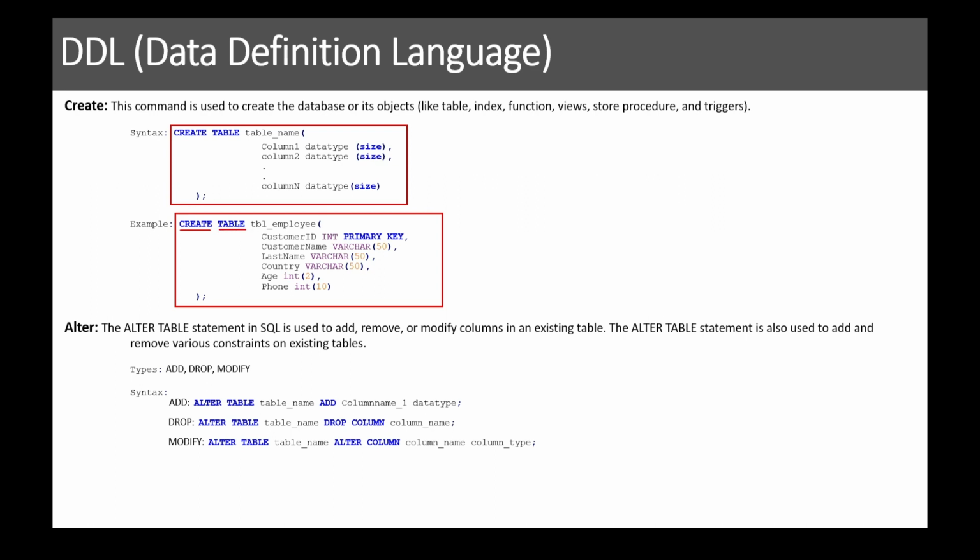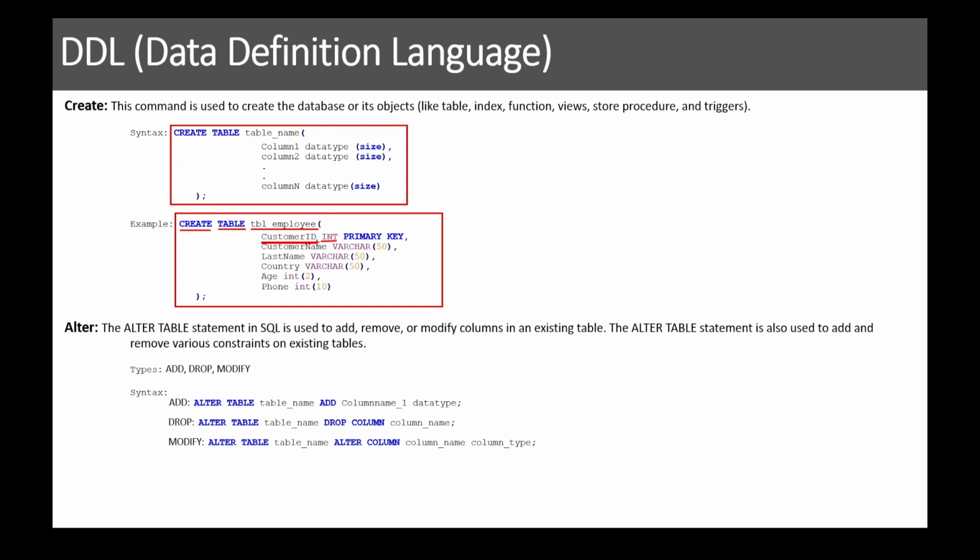Here we are telling what we are going to create: we are going to create a table. So what is the table name here? TBL employee. So we are creating the TBL employee table. What are the fields we want to define in this? Customer ID. Here customer ID is a field, which has the data type integer. So what is integer?